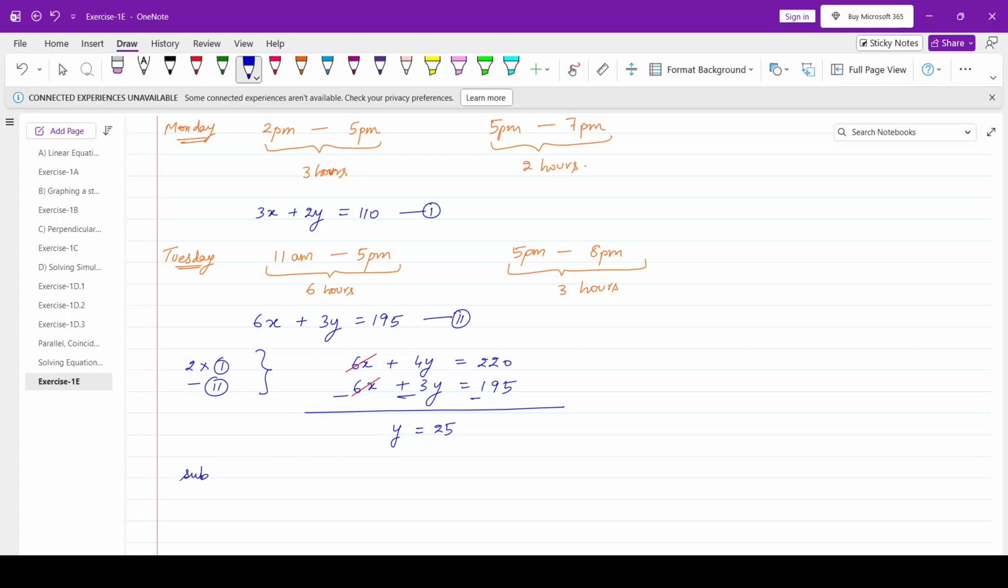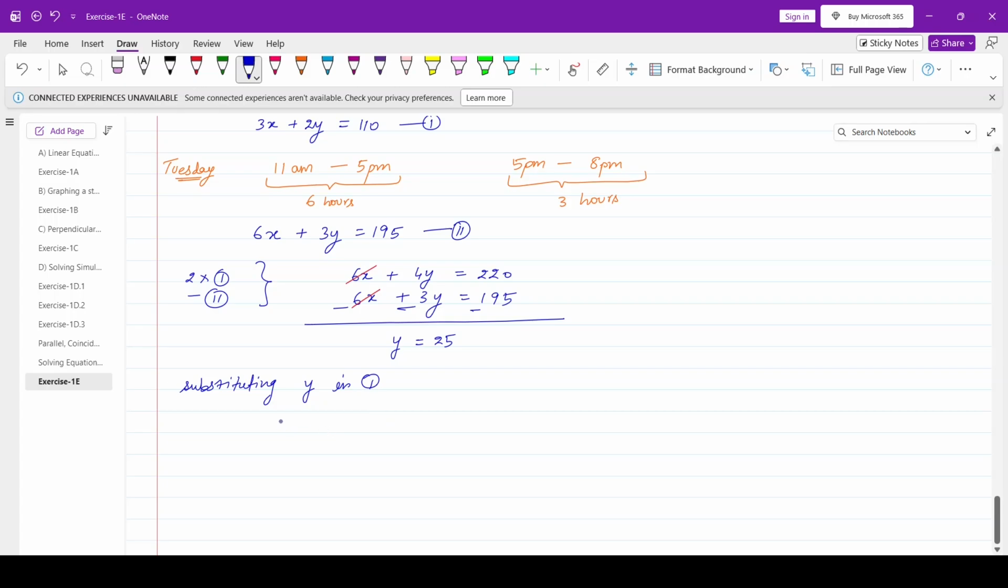And substituting y in equation 1, we get 3x plus 2 into 25 is equal to 110. That will be 3x plus 50 is equal to 110 and 3x is equal to 110 minus 50. 3x is equal to 60. X is equal to 60 divided by 3 and that will be 20.